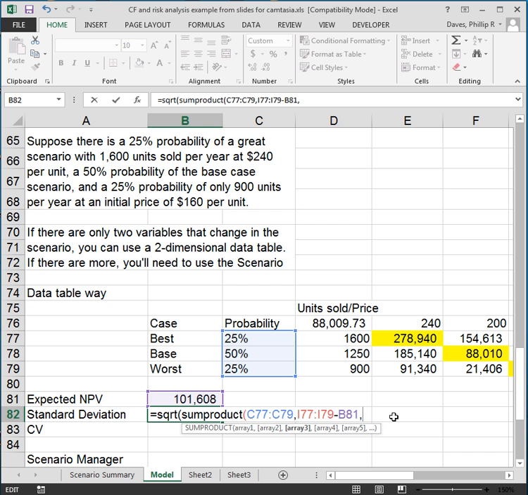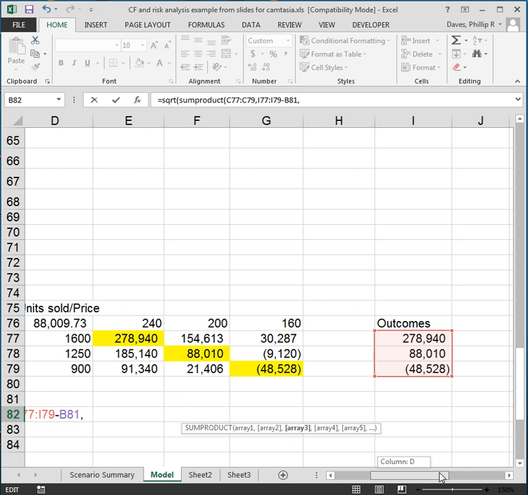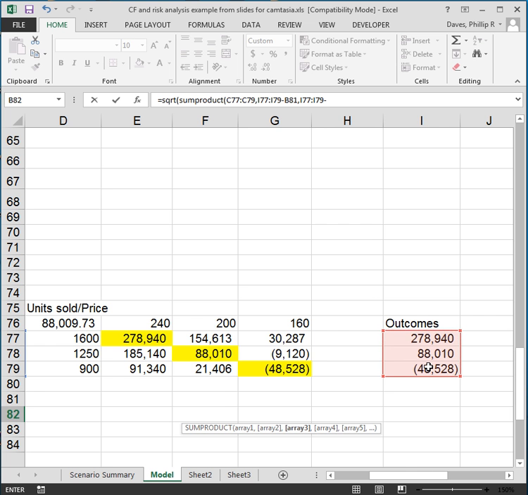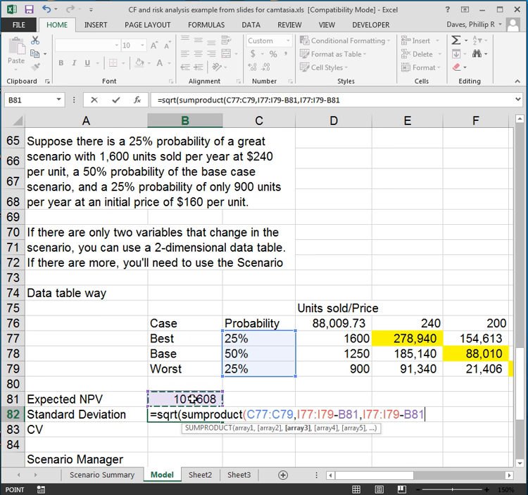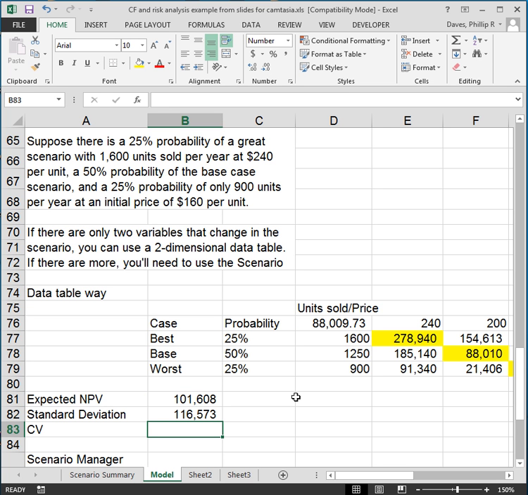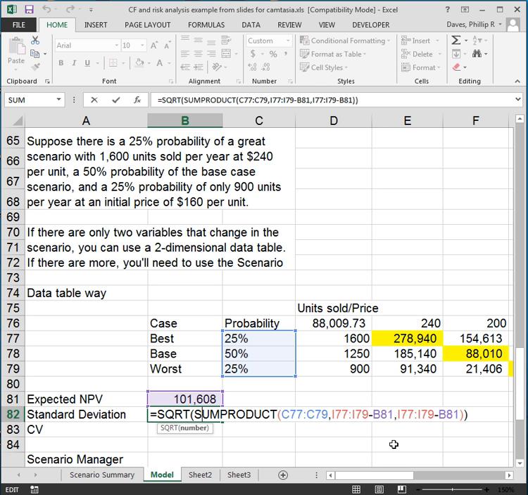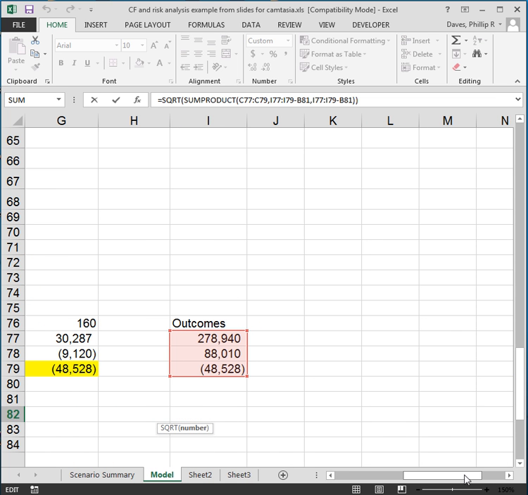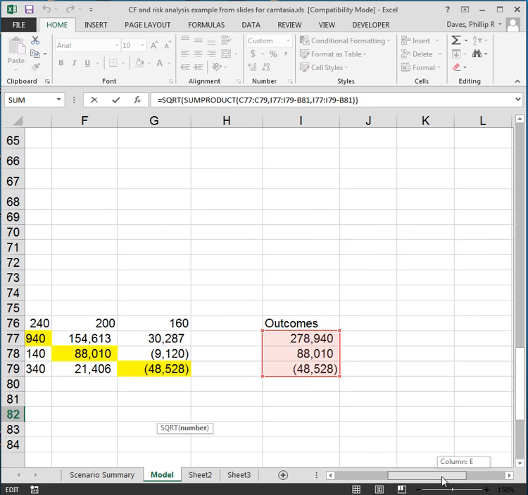And if we do that twice, it's going to basically square it. So we're going to do exactly the same thing that we just did a second ago. So we have I77 colon I79 minus B81, and then we have it again because we're going to square those deviations from the mean. And put another parenthesis, make sure you've got the right number of parentheses, press enter, and we have the standard deviation, 116,000 bucks. That's correct. I'm going to double click on this one more time so that you can look at it and see what's going on. That's the I77 to I79.